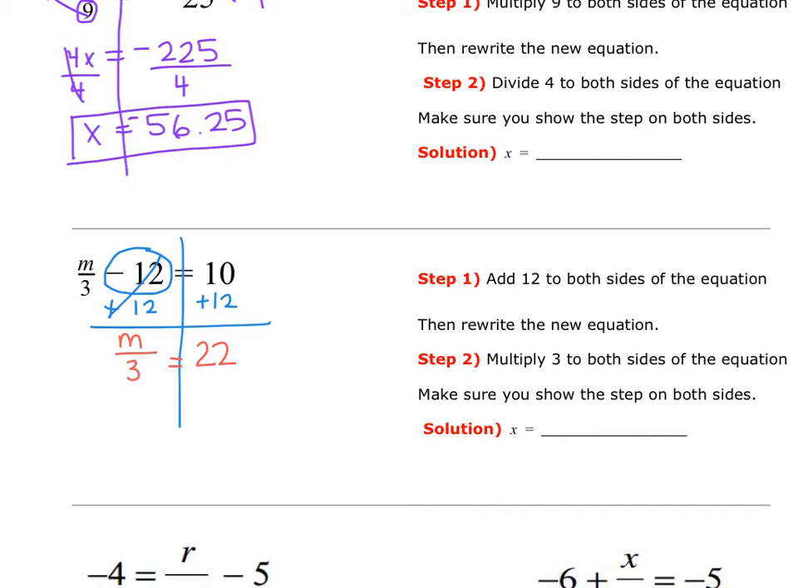Now when I look here, m is being divided by 3, so the inverse of division is multiplying. So that means I need to multiply both sides by 3. And m will equal 66. Okay, not too bad.